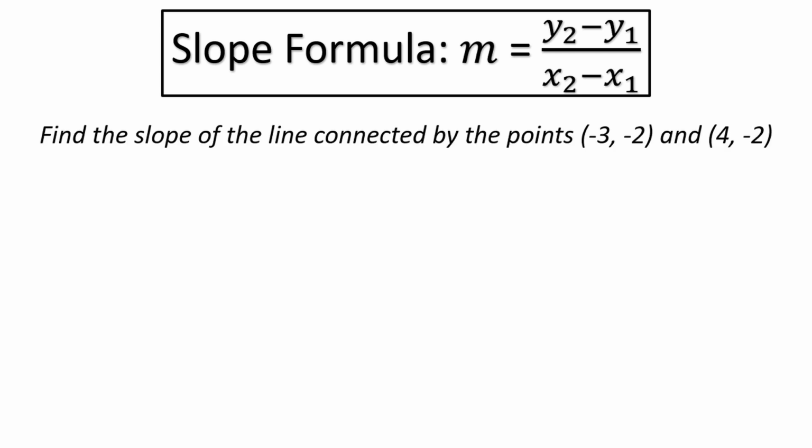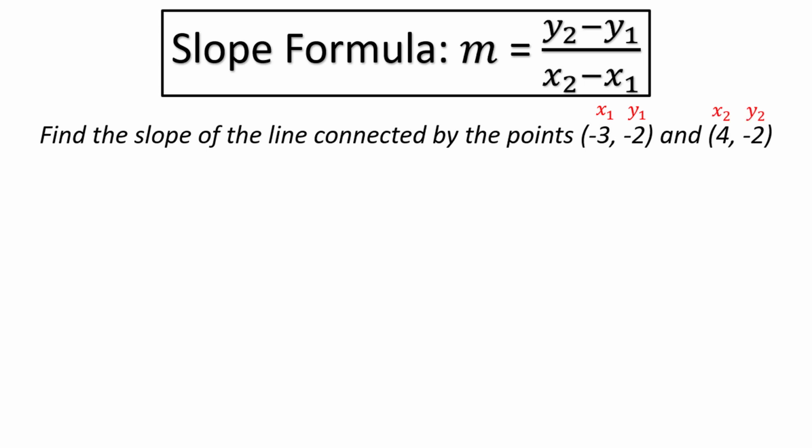Consider the line connected by the points (-3, -2) and (4, -2). Let's find the slope of this line using the formula. I like to let the first point given represent point number 1, and let the second point given represent point number 2 in most cases, although it doesn't really matter if you want to switch them around. That would mean x1 is -3, y1 is -2, x2 is 4, and y2 is -2.